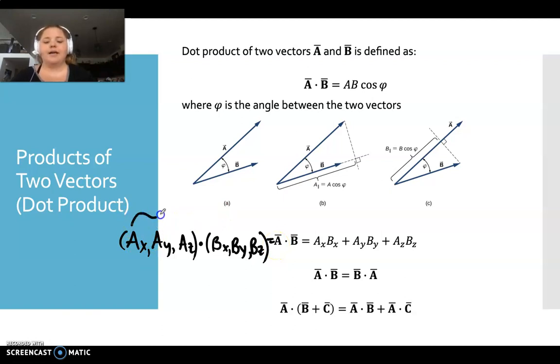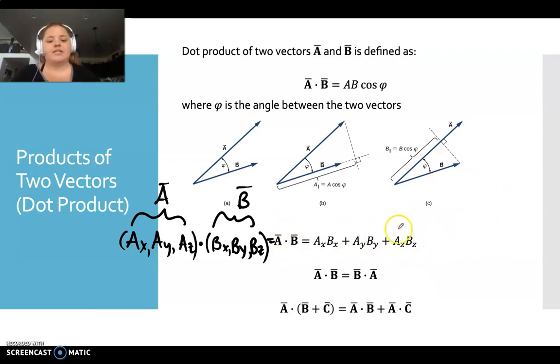So I'm taking my A vector and my B vector here, and dotting the two together. And so what I do is I take A dotted with B, right? So I have my A sub x dotted with B sub x. That's my first portion. So A sub x times B sub x, plus A sub y times B sub y, plus A sub z times B sub z. So this is how you break down a dot product.